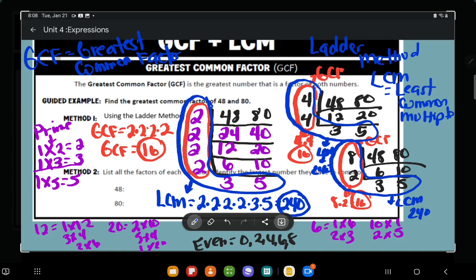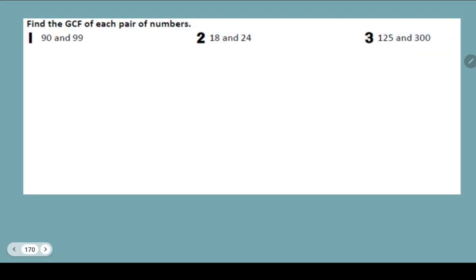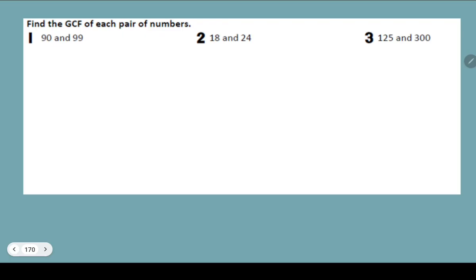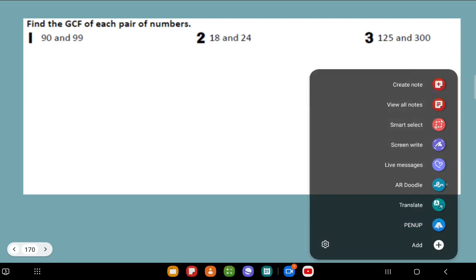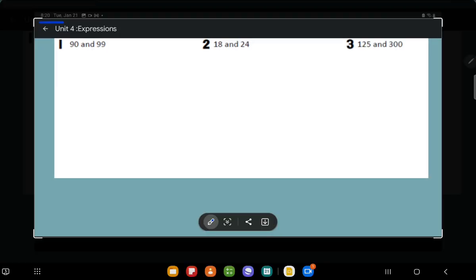All right, so greatest common factor. Let's go to the next slide. Oh, here it is. Oops, too far. So for the greatest common factor, we're going to start with these. We're going to do these 3 examples. Why does it keep doing that? I don't like that.